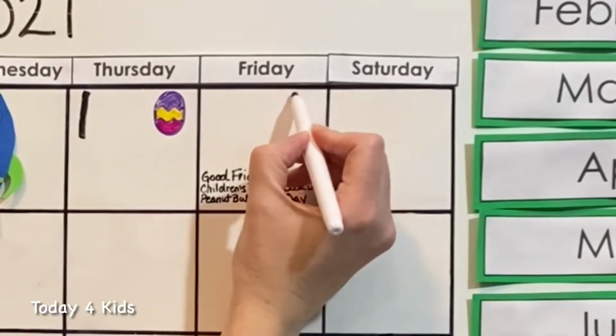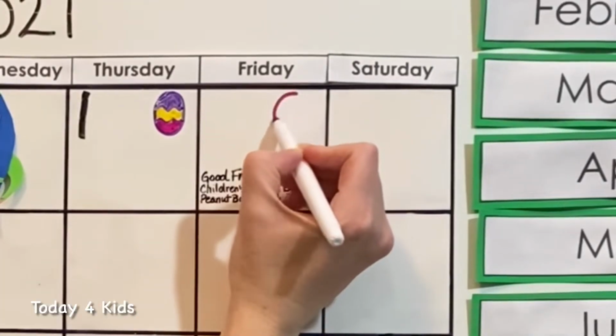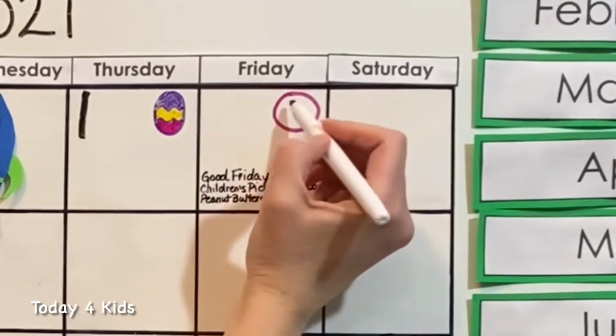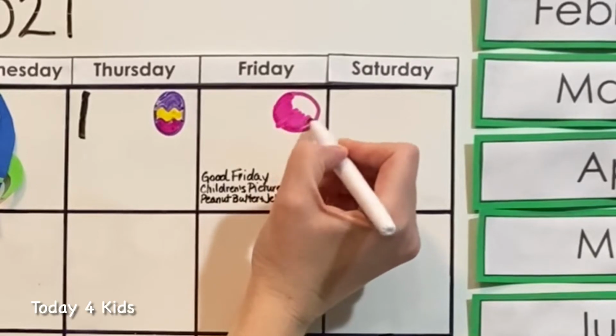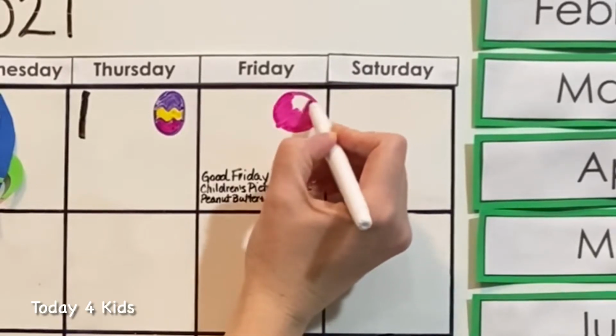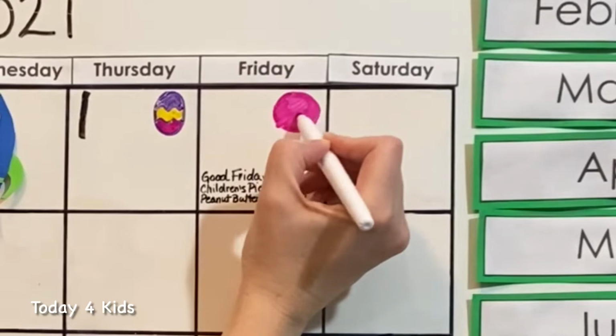We'll start up at the top and go around and back up to the top and then color it in. It's okay if your circle isn't perfectly round or if we go out of the lines a little bit. We're all practicing and we'll get better the more that we practice.